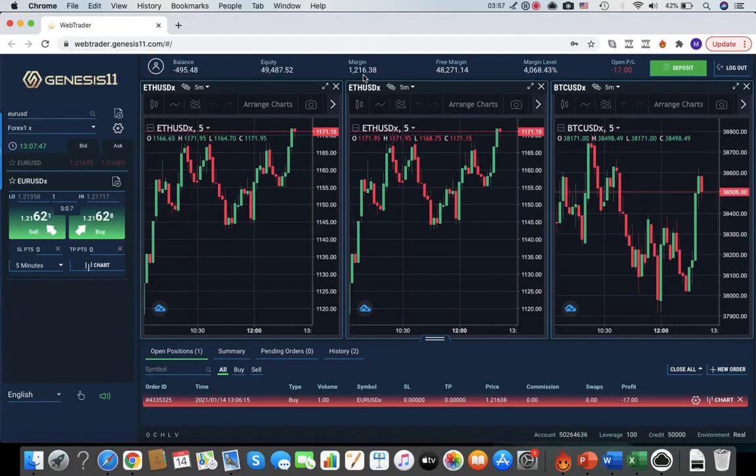So in the next session, we're also going to speak about exactly how to use leverage in specific trading.